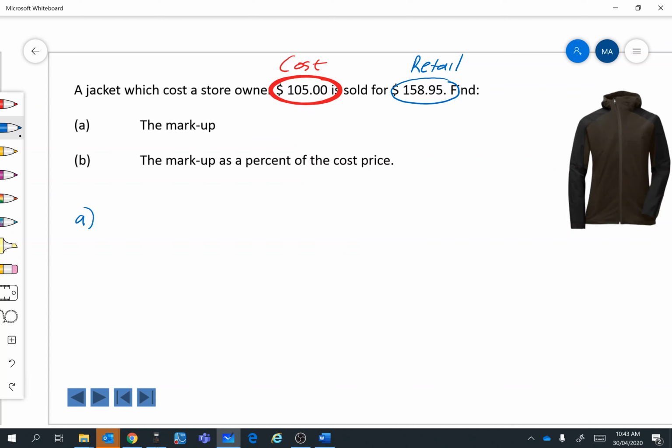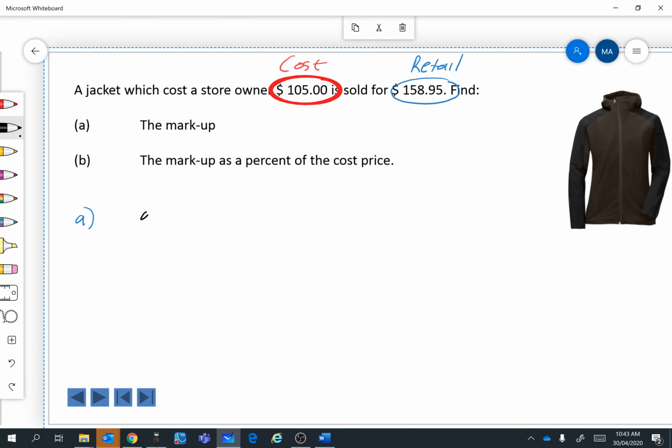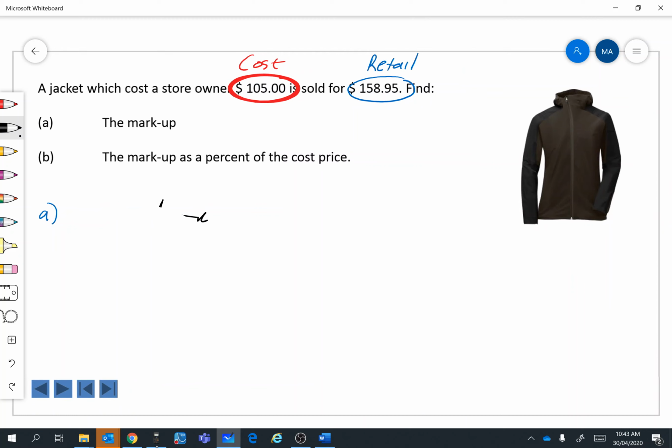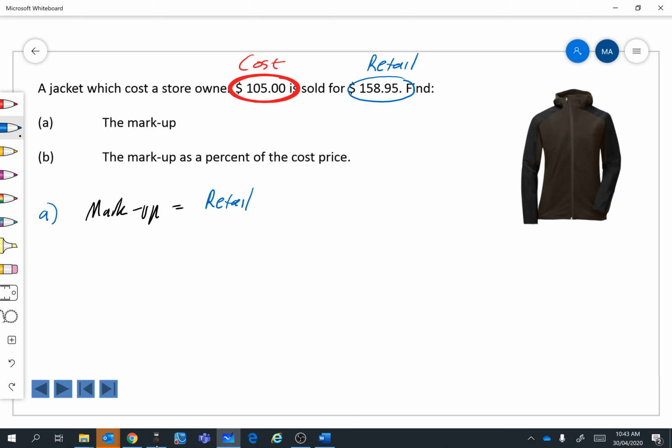Okay, so in part A we're asked for the markup. So that's simply the difference between the cost price and the retail price. So the markup is equal to retail minus cost. Okay, so in this case the retail is $158.95 and the cost price is $105.